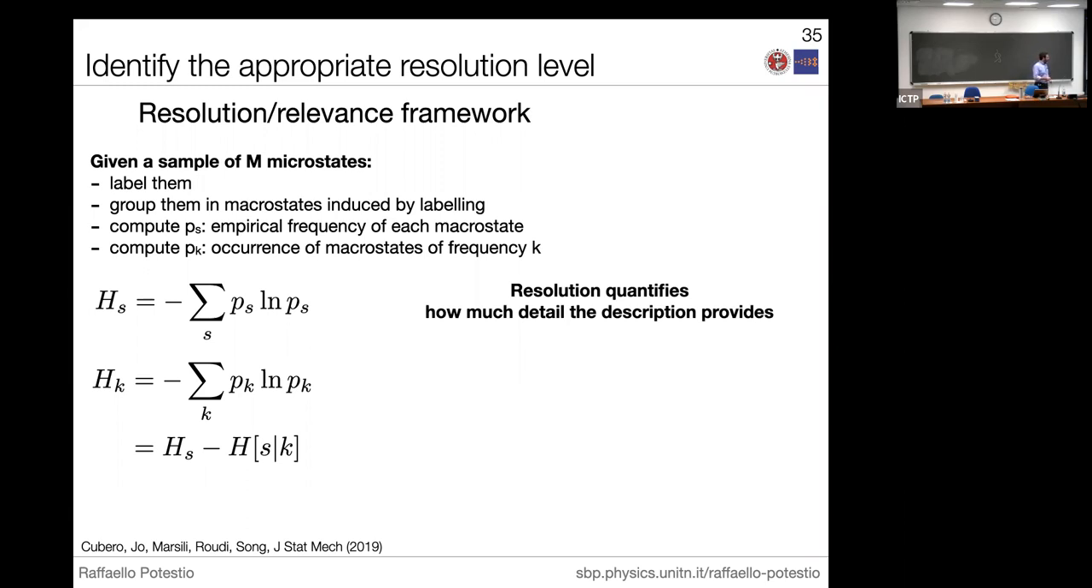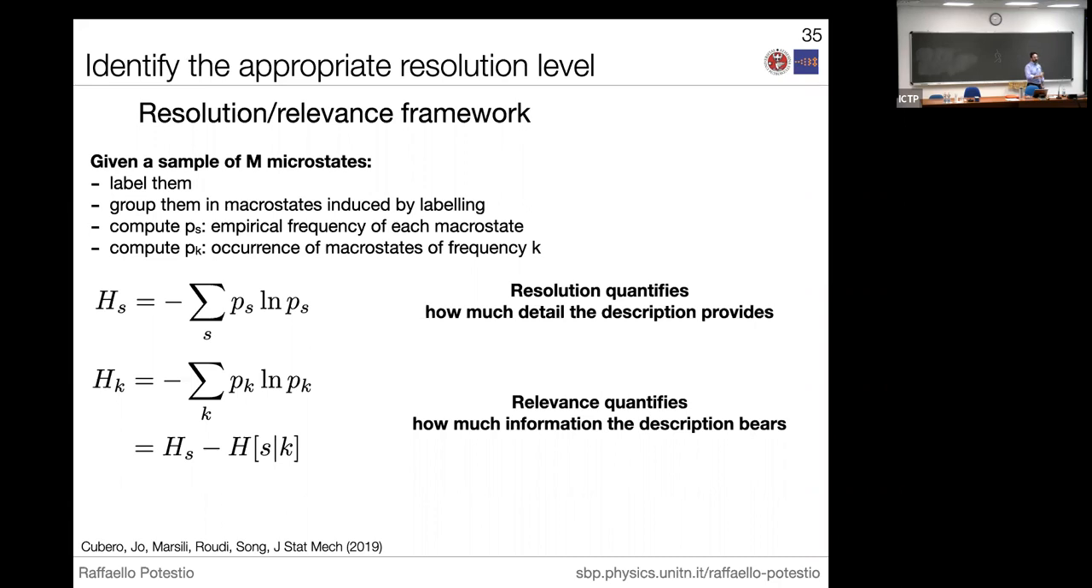Then we can compute the relevance. The relevance is the entropy associated to the probability distribution of the frequency of the sizes of the clusters. That is, the probability that this labeling induces a clustering where you have a certain probability of clusters of size k, where you have k instances within. So this is related to the relative number of clusters that contain k instances, k configurations. So this can be related to the amount of important information that you have in the system. These two things are not the same.